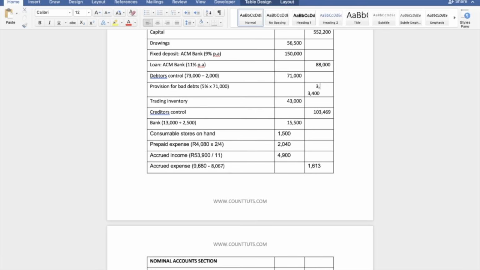So 3,550. Now, the reason I haven't removed this one, which was initially there in our pre-adjustment trial balance for provision for bad debts, is because I need to know how much that amount is.